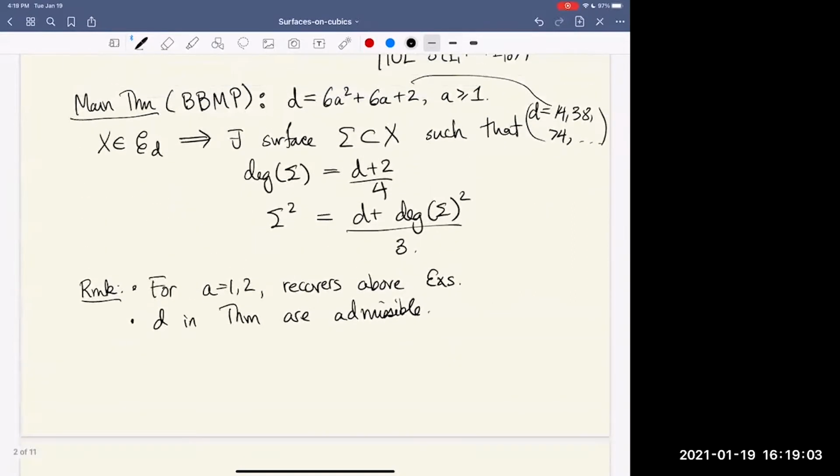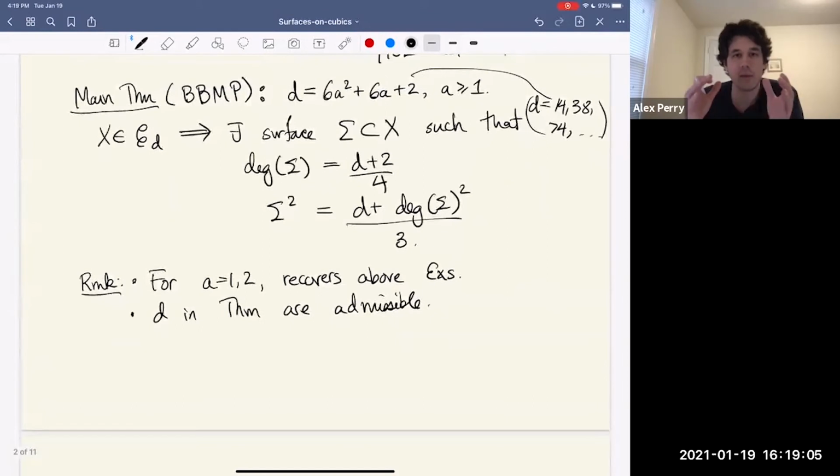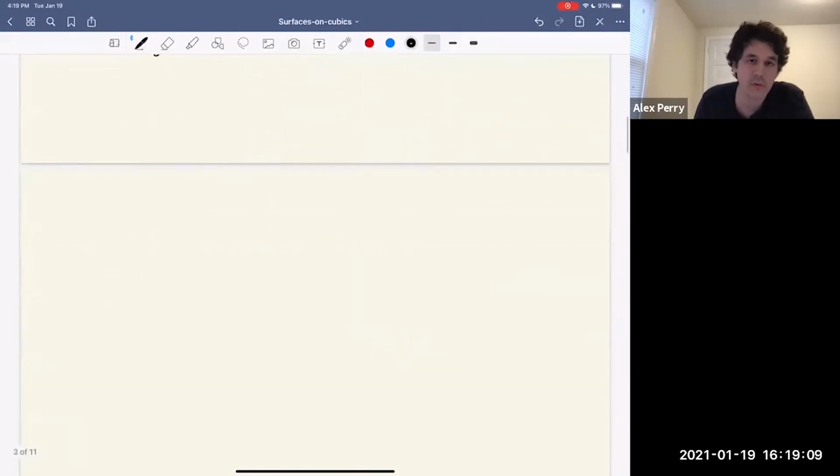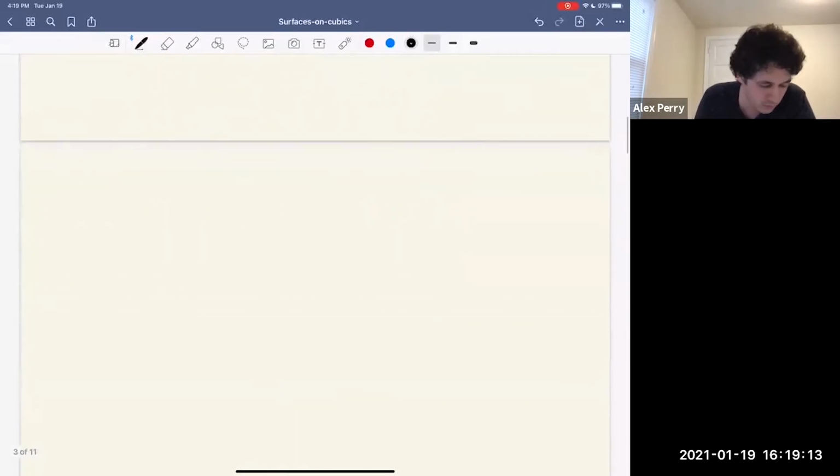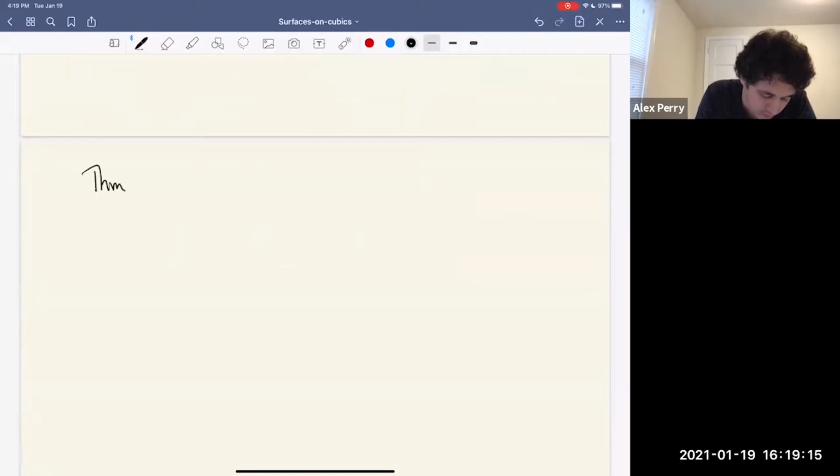Okay, and so let me start. We're going to come back to this theorem, but first I need to tell you a little bit about derived categories of cubic fourfolds and stability conditions. Really the starting point for all of this is the following theorem of Sasha Kuznetsov.